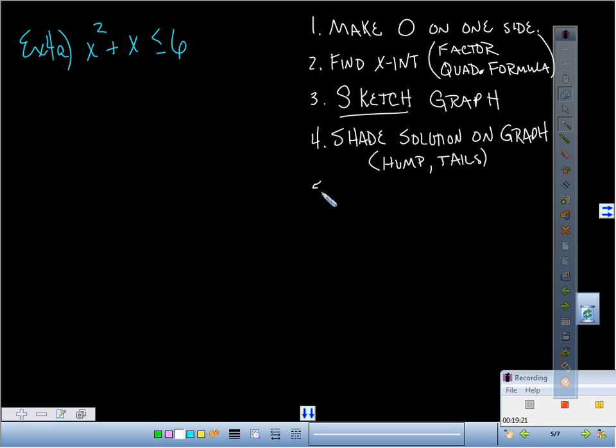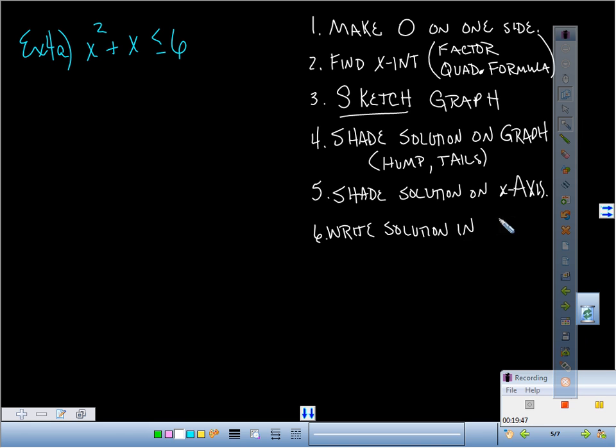All right. Here's the fifth thing you're going to do. You're going to shade the solution on the x-axis. All right, the last thing you're going to do is you're going to write the solution in set and interval notation.